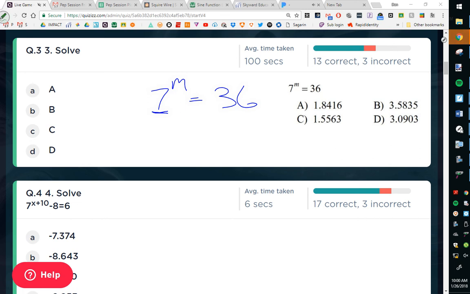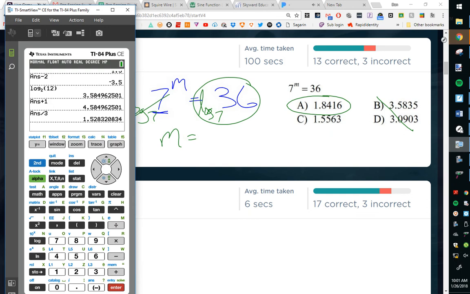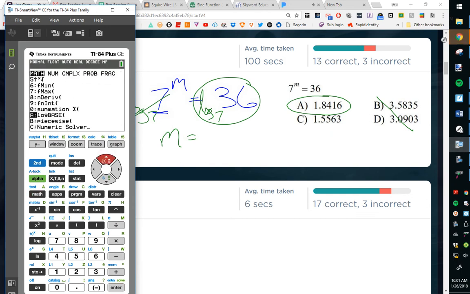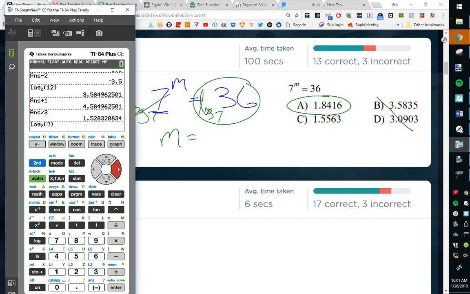So when I see that 7 to the m, to get rid of that 7, I'm going to take the log base 7 on both sides. Log base 7 and 7 are going to cancel. And then log base 7 of 36, that's a calculator thing, where I'm going to type it into my calculator and see what I get. It's not going to be 3, that's too big because 7 cubed is really big. You just got to type it into your calculator. We could do that real quick. Math button, log base 7 of 36. Yep, 1.8416.